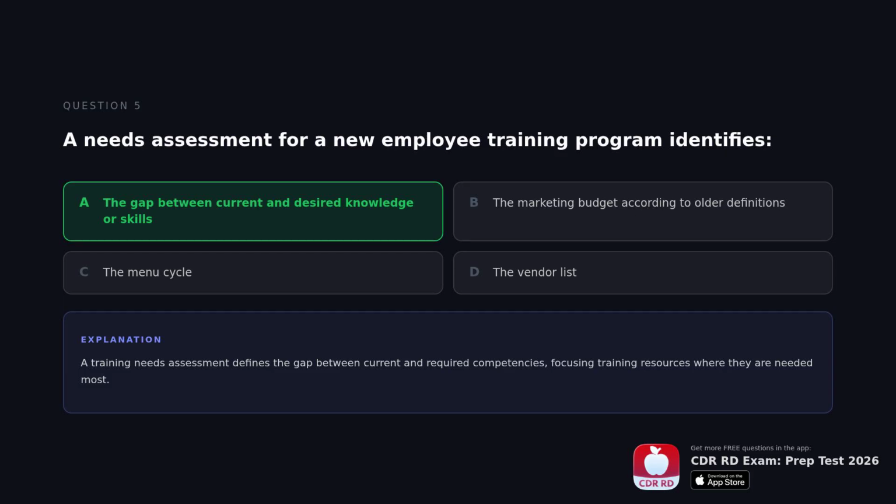The correct answer is the gap between current and desired knowledge or skills. A training needs assessment defines the gap between current and required competencies, focusing training resources where they are needed most.